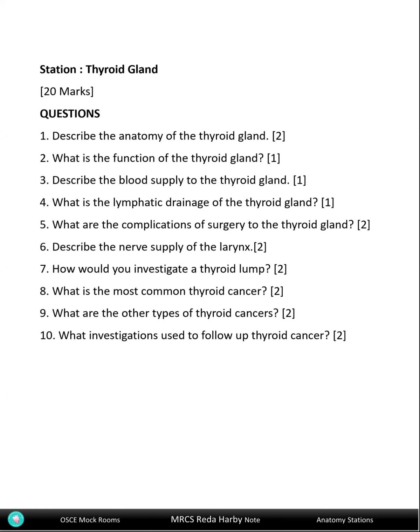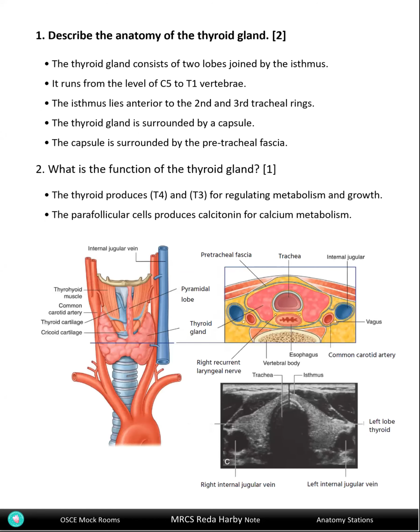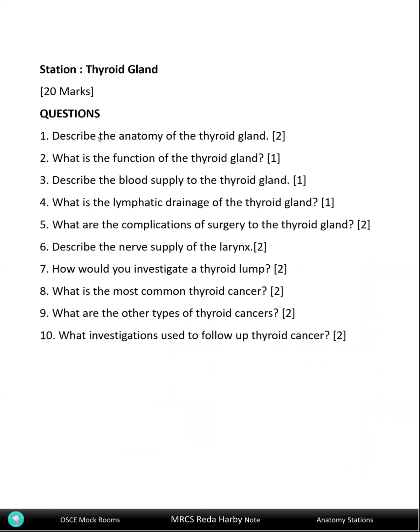Okay, so these are the first two questions answered in front of you. So the thyroid gland: two lobes connected by an isthmus from C5 to T1, and the isthmus is lying in front of the second to third tracheal rings, and the gland is surrounded by a capsule, and the capsule is surrounded by the pretracheal fascia.